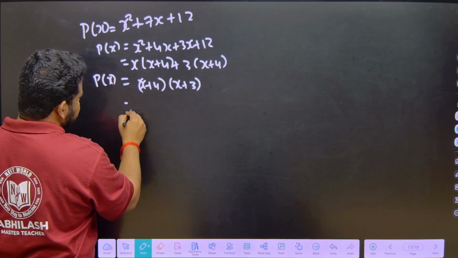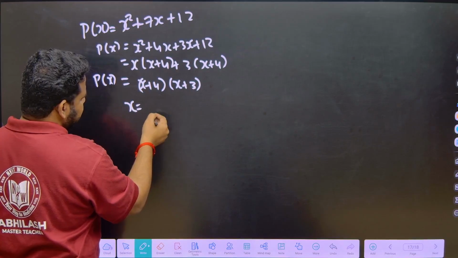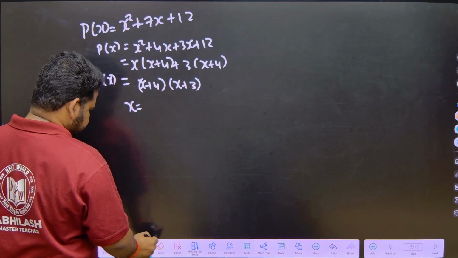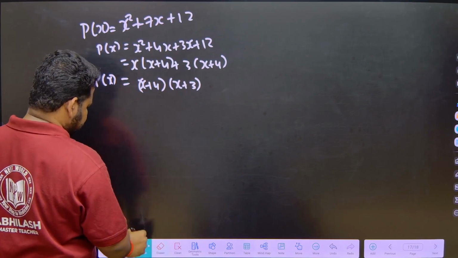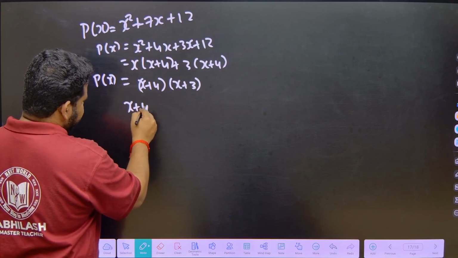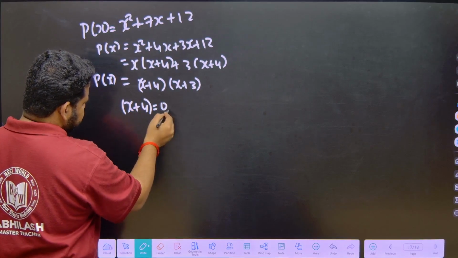So here x becomes what? If I equate x plus 4 to 0, because if you have to find the zero, you have to equate it to 0, that is x plus 4.